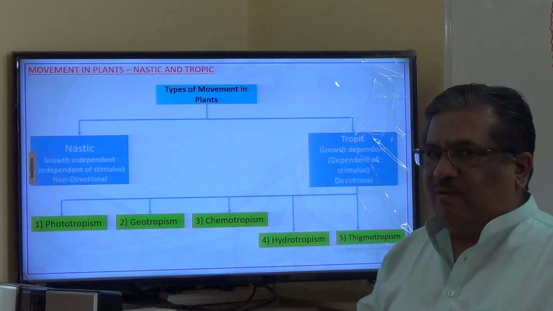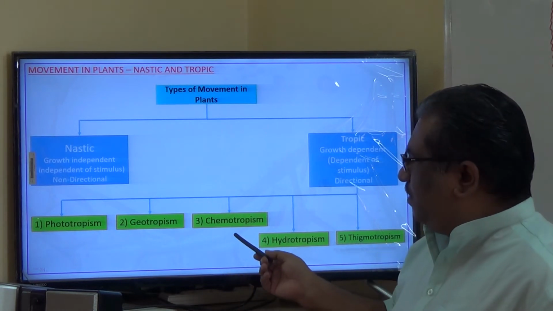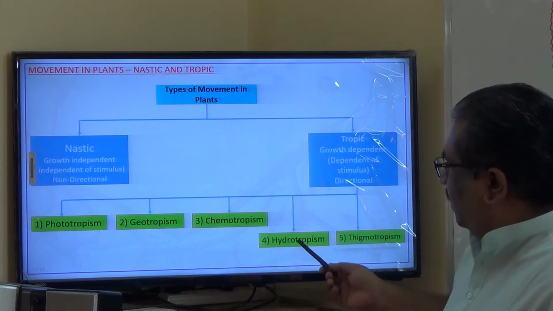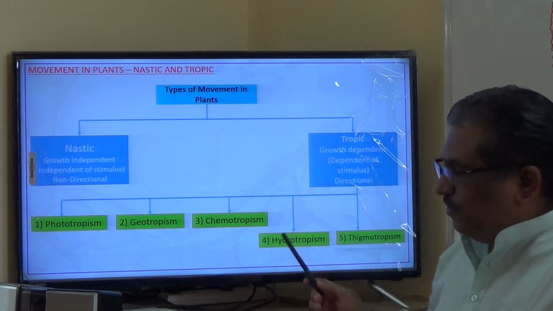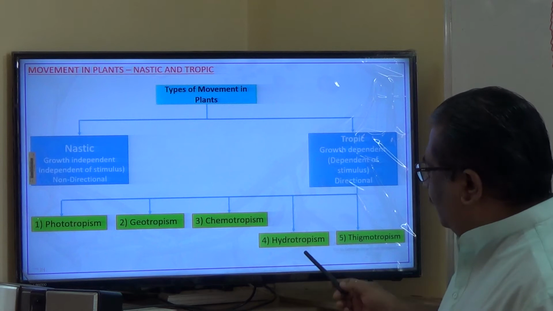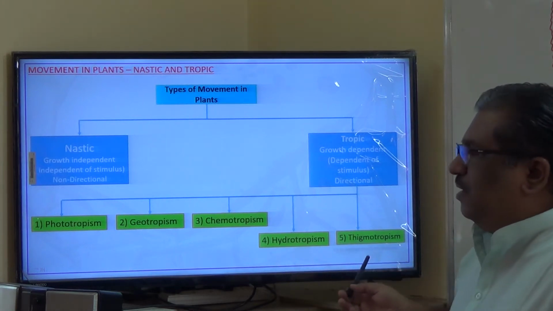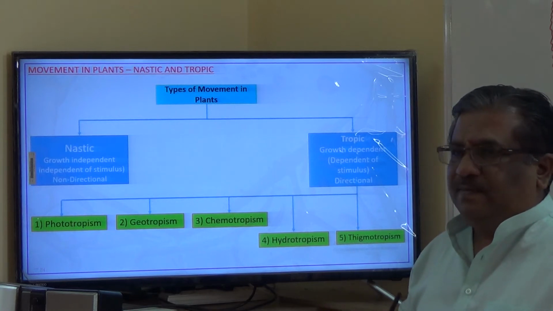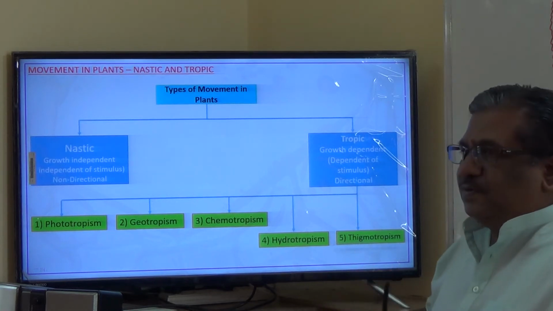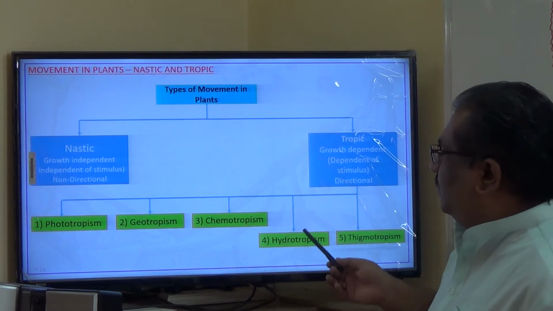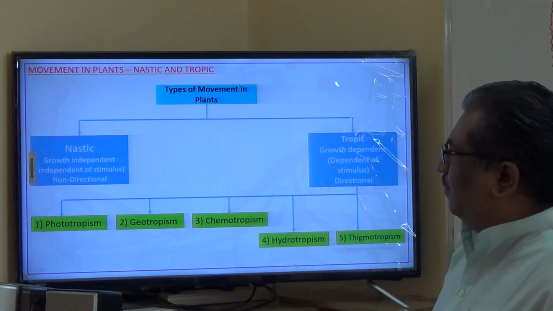Chemotropism, plant movements or tropism due to chemical stimulus is chemotropism. Hydrotropism, tropism due to water. Stimulus here is water. And similarly, thigmotropism, tropism due to touch. So plant movements due to touch. Touch is the stimulus here. So these are the different types which I am going to study now.